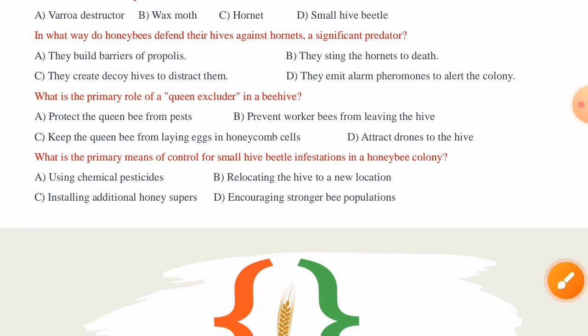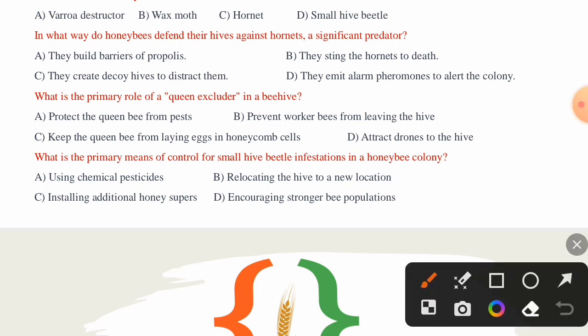And what is the primary role of a queen excluder in a beehive? Options: to protect the queen bee from pests, prevent worker bees from leaving the hive, keep the queen bee from laying eggs in honeycomb, and attract drones to the hive. The answer is keep the queen bee from laying eggs in honeycomb cells.